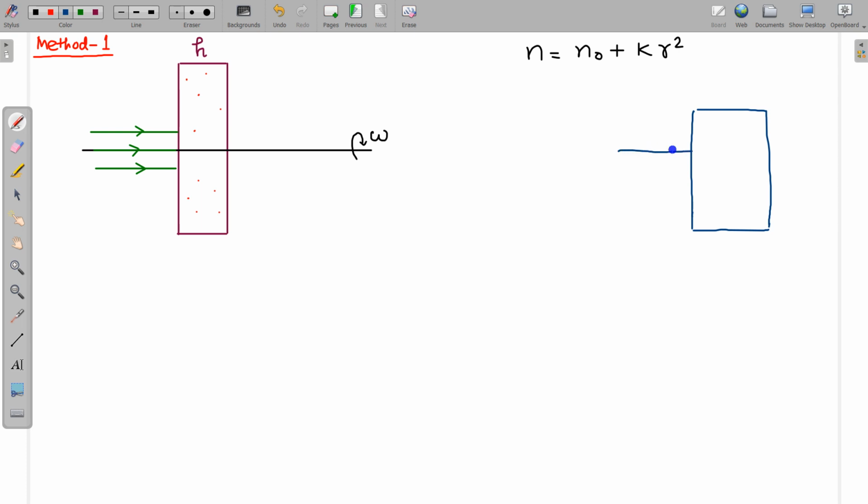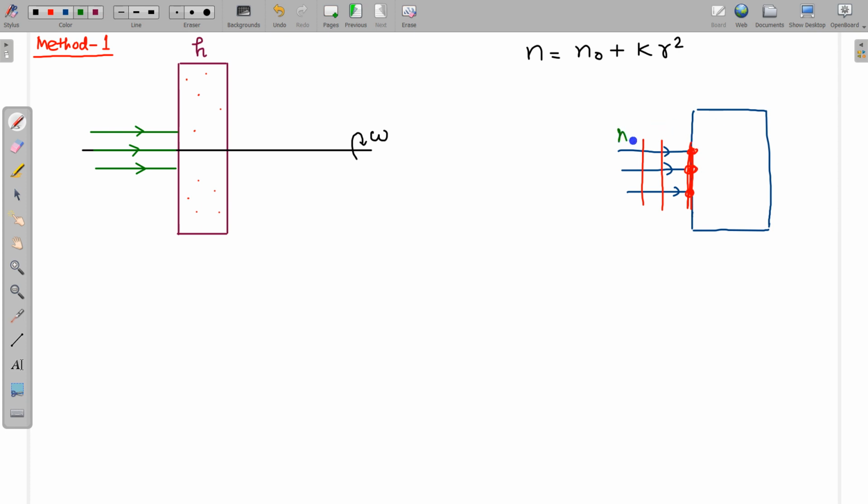Suppose this is that disk and rays are coming like this, rays are coming like this. So what is the shape of wave front? Wave front will be like this, this is the wave fronts. Suppose this wave front is just, the particles on this wave front are just about to enter in this disk. So this point and this point, we are taking these 2-3 points.